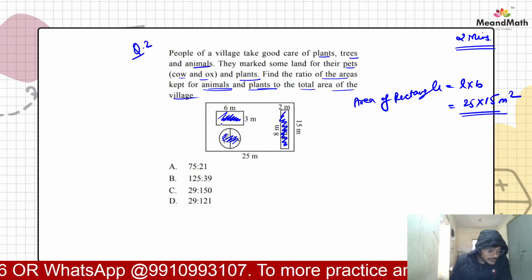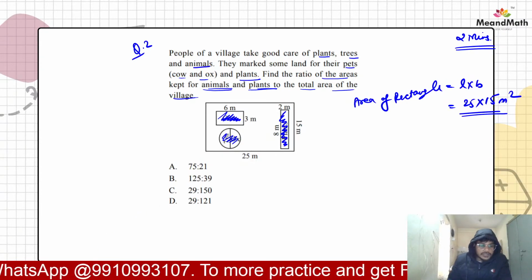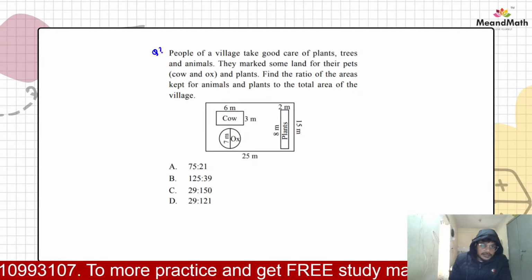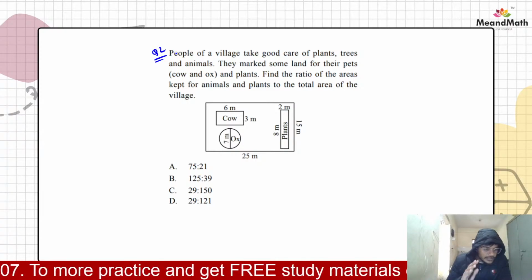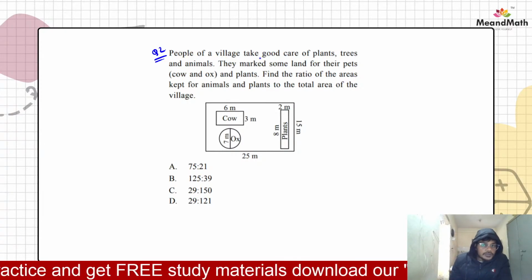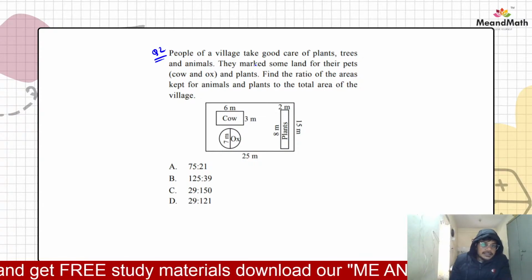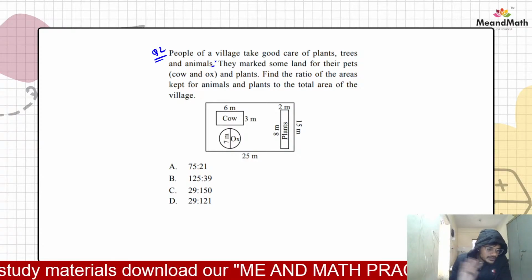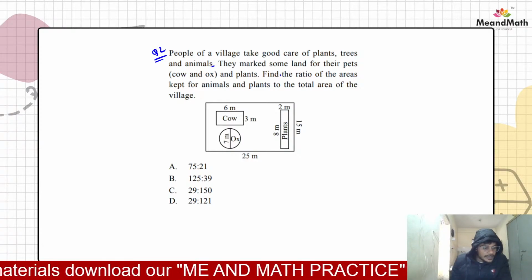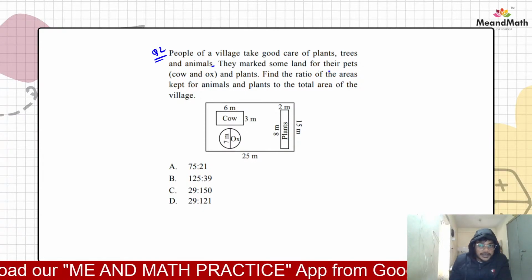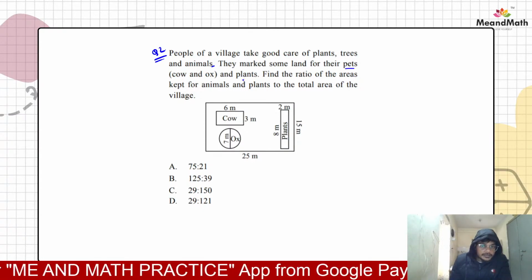Sir, the question is not clear. Okay, Satvik. Okay, okay. See, let me read this question once again. And if you have any doubt, you can ask me again, right? See, people of a village take good care of plants, trees, and animals. So, this line should be clear to you. There should not be any difficulty in this part. Now, they marked some land for their pets, cow, and ox, and plants.